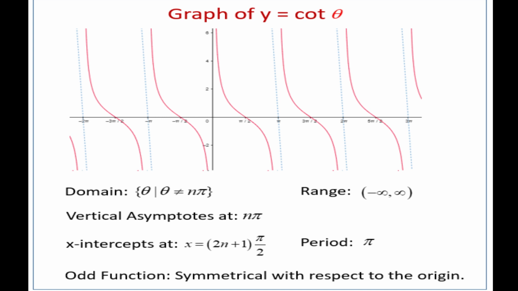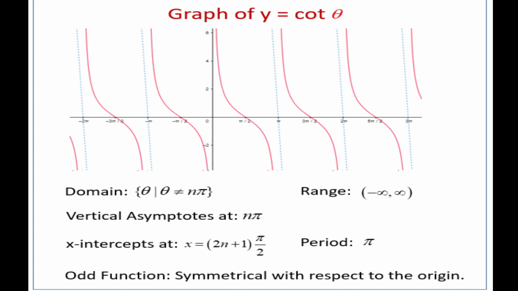Now the domain of the cotangent function is the set of all real theta or x except the integral multiples of pi. It means when theta is equal to 0, plus pi, minus pi, plus 2 pi, minus 2 pi, plus 3 pi, minus 3 pi, then there is no point of intersection of the cotangent function at these points.